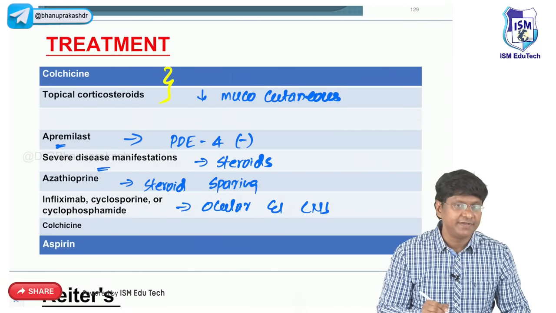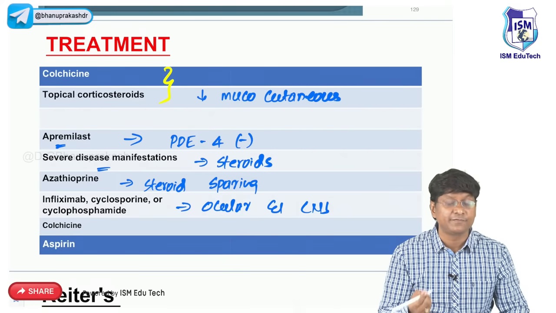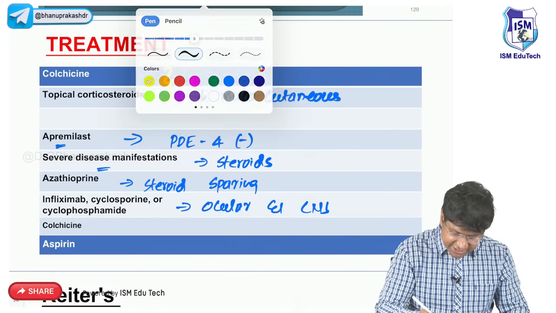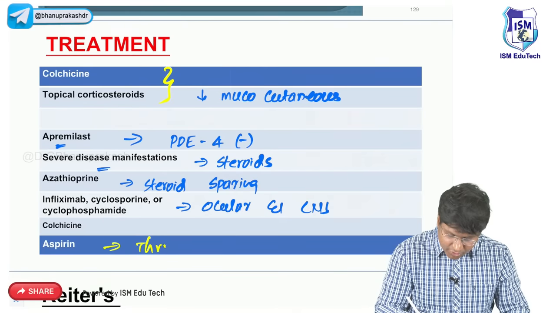And vascular involvement we have discussed. That vascular involvement will be in the form of thrombophlebitis. So whenever there is thrombophlebitis, you can give aspirin. So this aspirin is mainly for thrombophlebitis.